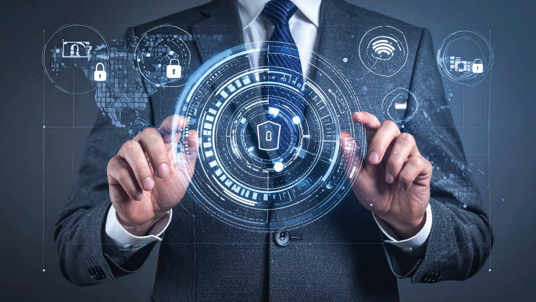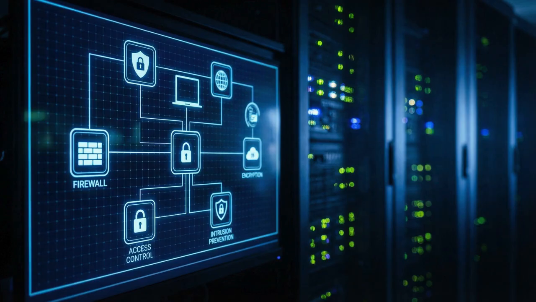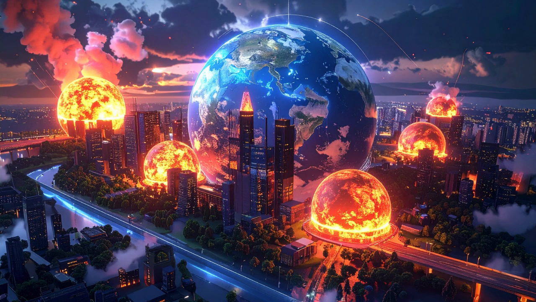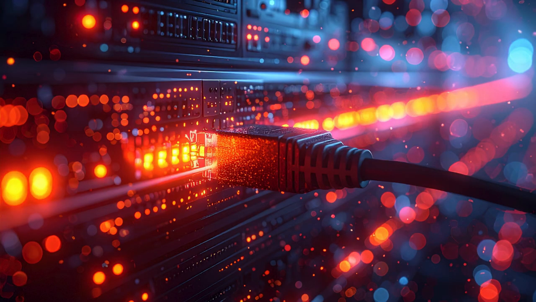Today, we are putting the weapons on the walls. We are looking at network security controls. If you are gunning for the Security Plus, CEH, or the CISSP, you need to understand that a firewall is not just a box. It is a policy enforcement engine. Let us break it down.